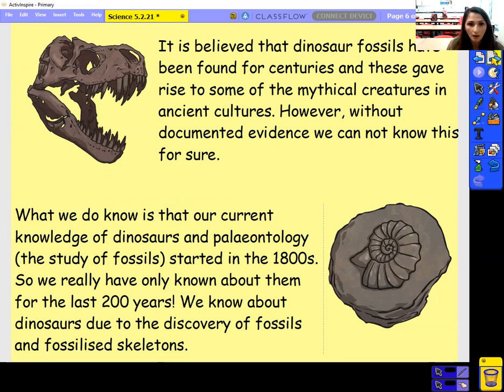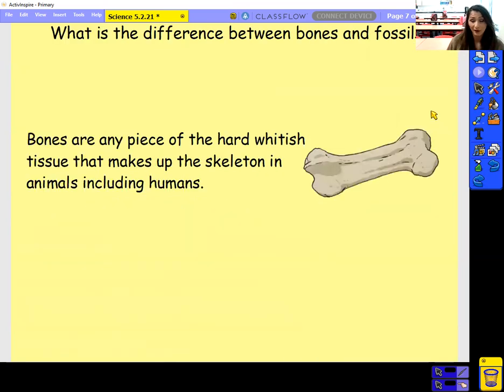So, what is the difference between bones and fossils? Big differences. Bones are any tiny piece of hard white tissue. Now, not tissue as in what you blow your nose with. That's the scientific word for what makes up the bones in our skeleton, okay? So not only do we have them, but animals have them as well.